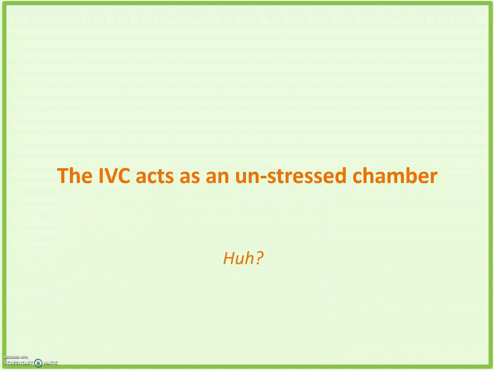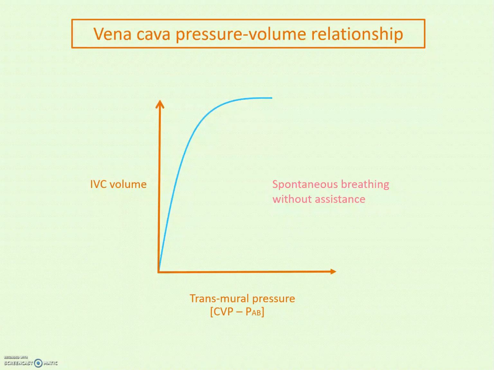So first I start off with this fact that the IVC is an unstressed chamber, and you might be thinking, what on earth does that mean? Well, here on the y-axis we have plotted IVC volume, and on the x-axis is the transmural pressure. So that's the central venous pressure, which we'll say is the pressure inside of the IVC, minus the abdominal pressure, which is the pressure outside of the IVC.